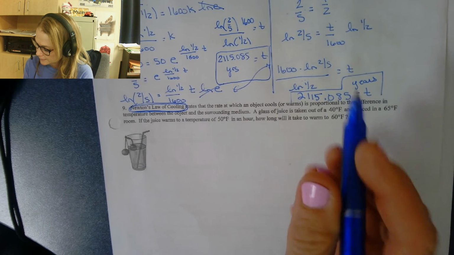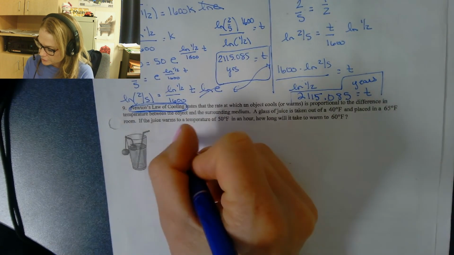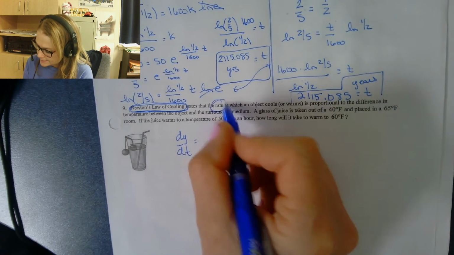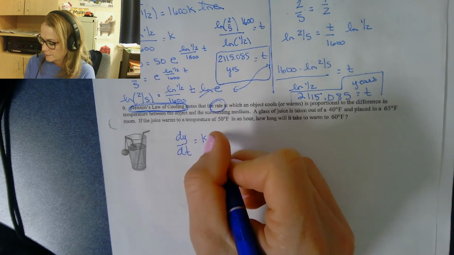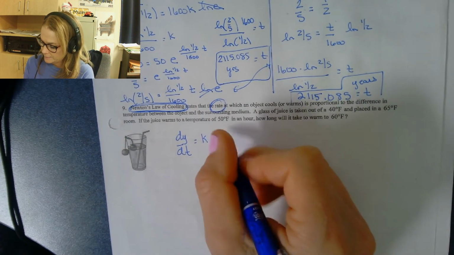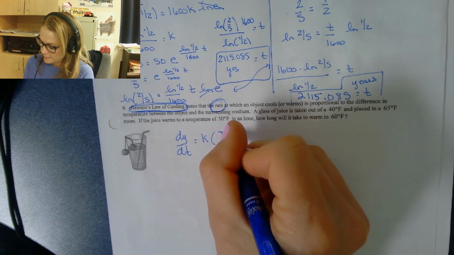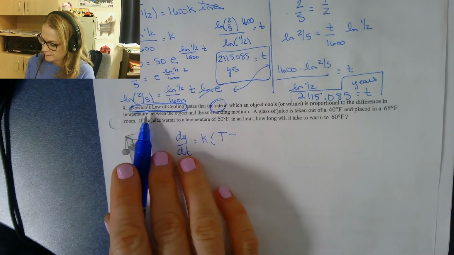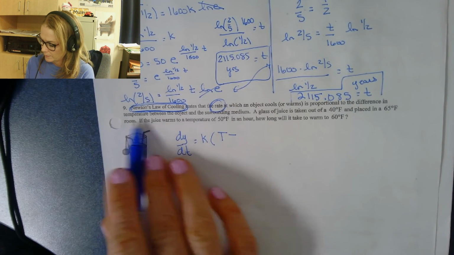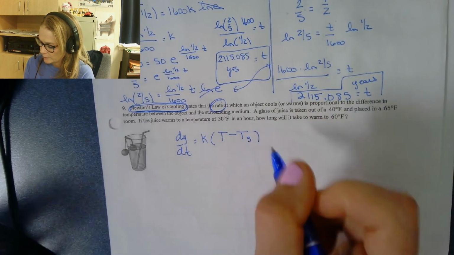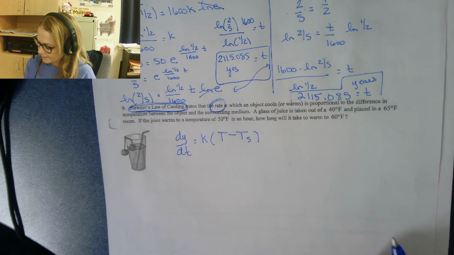So the rate at which it cools is proportional to the difference in temperature of the object and the surrounding medium. When you say difference, the word that's mentioned first comes first, and this is just the temperature in the room. Surrounding medium means the temperature in the room.